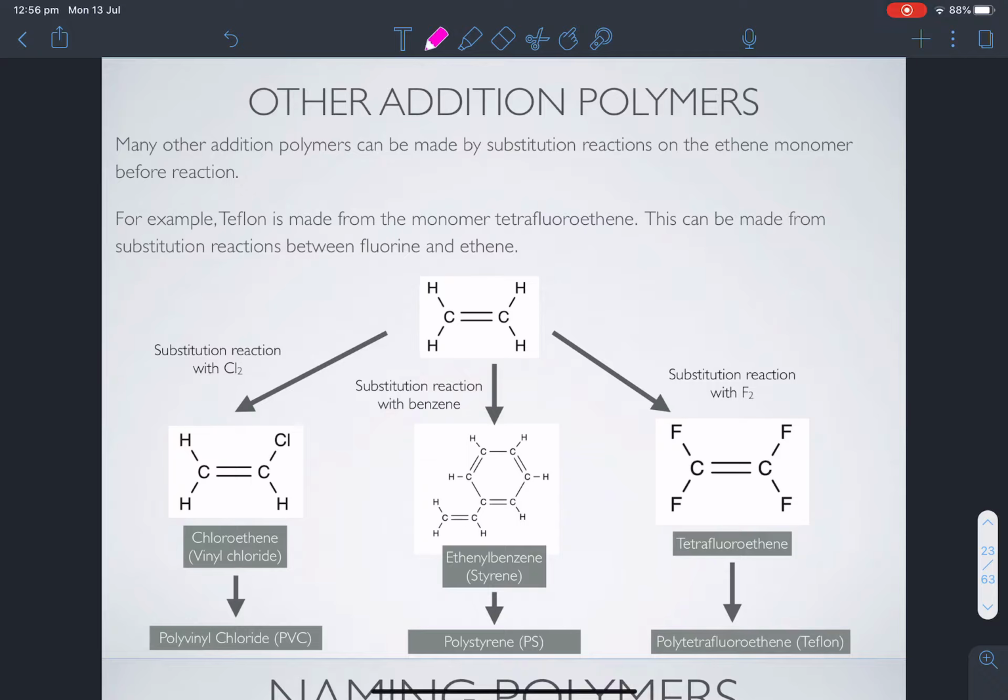The benzene ring restricts orientations. It stops it from turning so much. Okay? And so polystyrene tends to be clear, hard, and brittle. It doesn't want to flex. It doesn't want to turn because of those benzene rings.